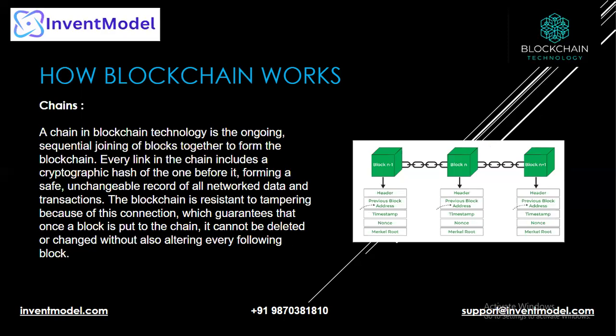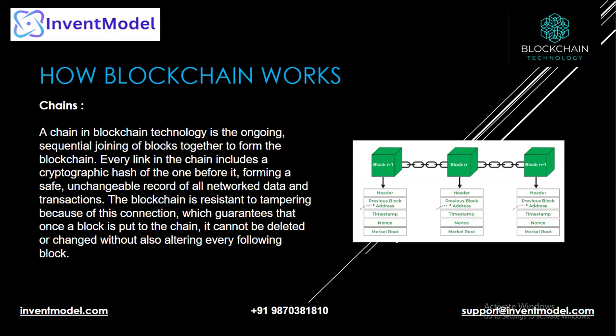So a chain in blockchain technology is an ongoing sequential joining of the blocks together to form the blockchain. Each link in the chain includes a cryptographic hash of the one before it, forming a safe, unchangeable record of all network data and transactions. The blockchain is resistant to tampering because of this connection, which guarantees that once a block is put in the chain, it cannot be deleted or changed without also altering every following block.